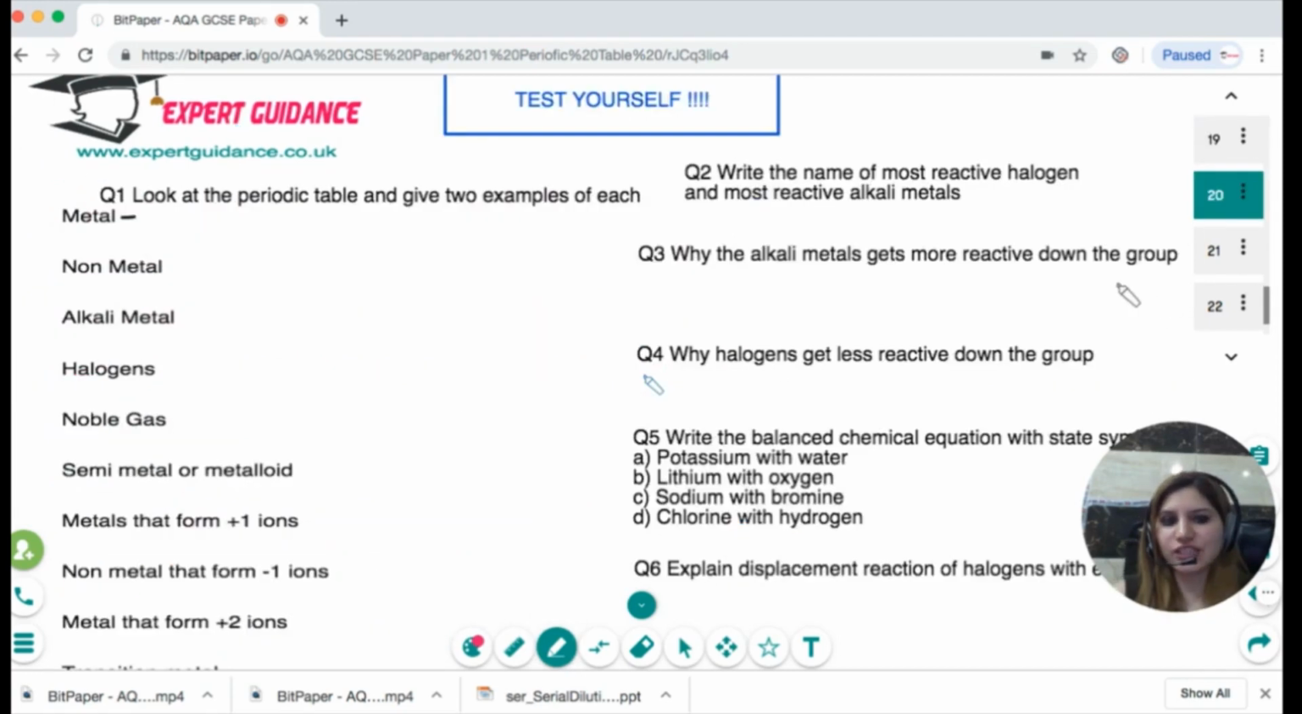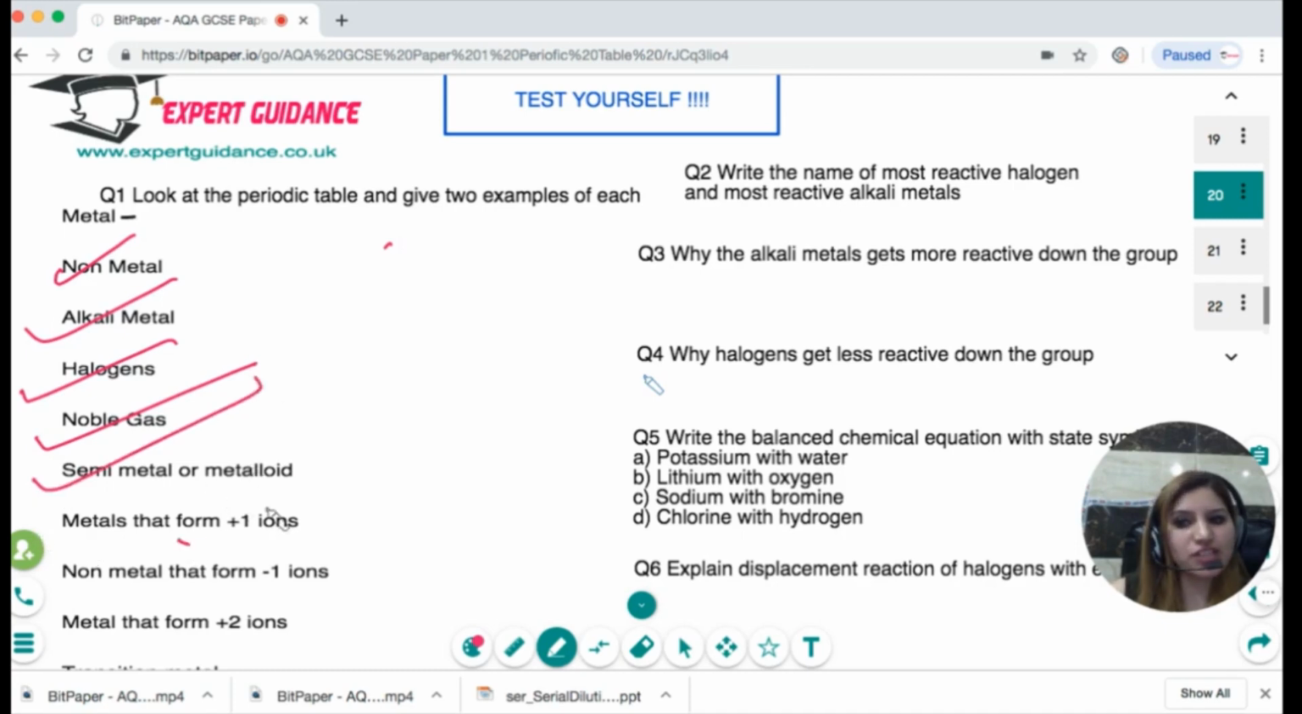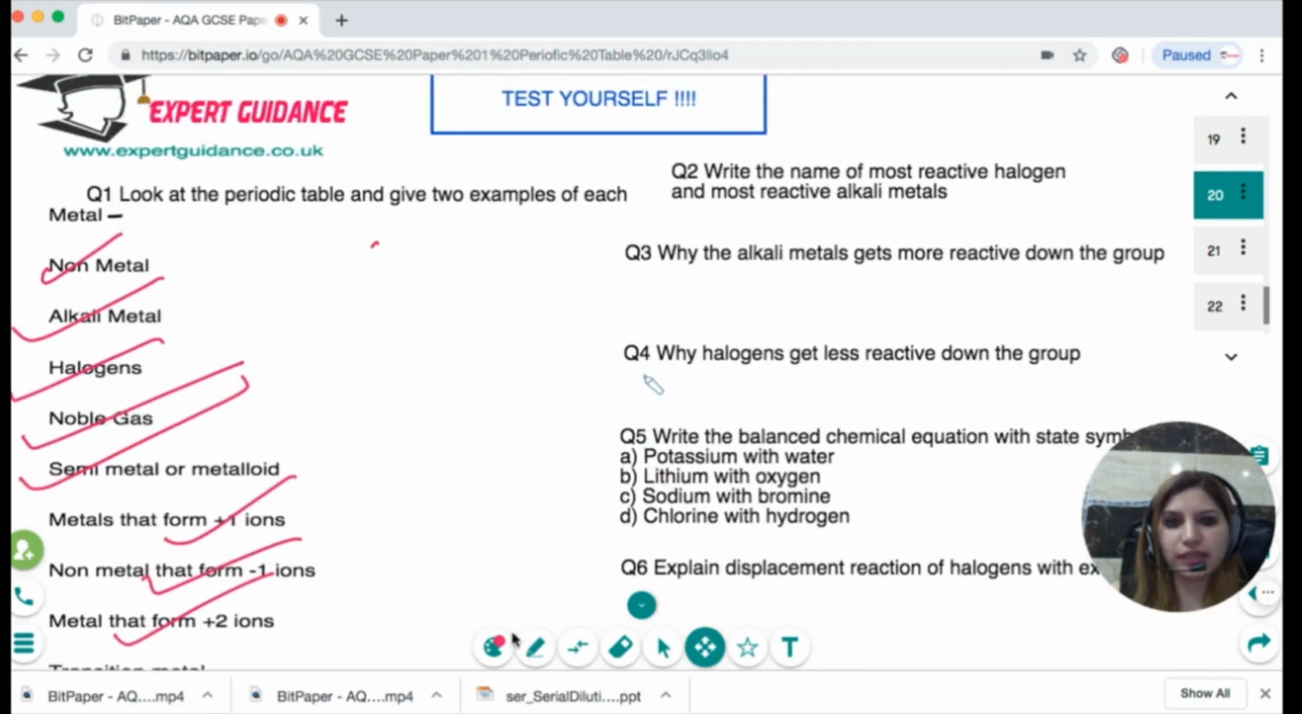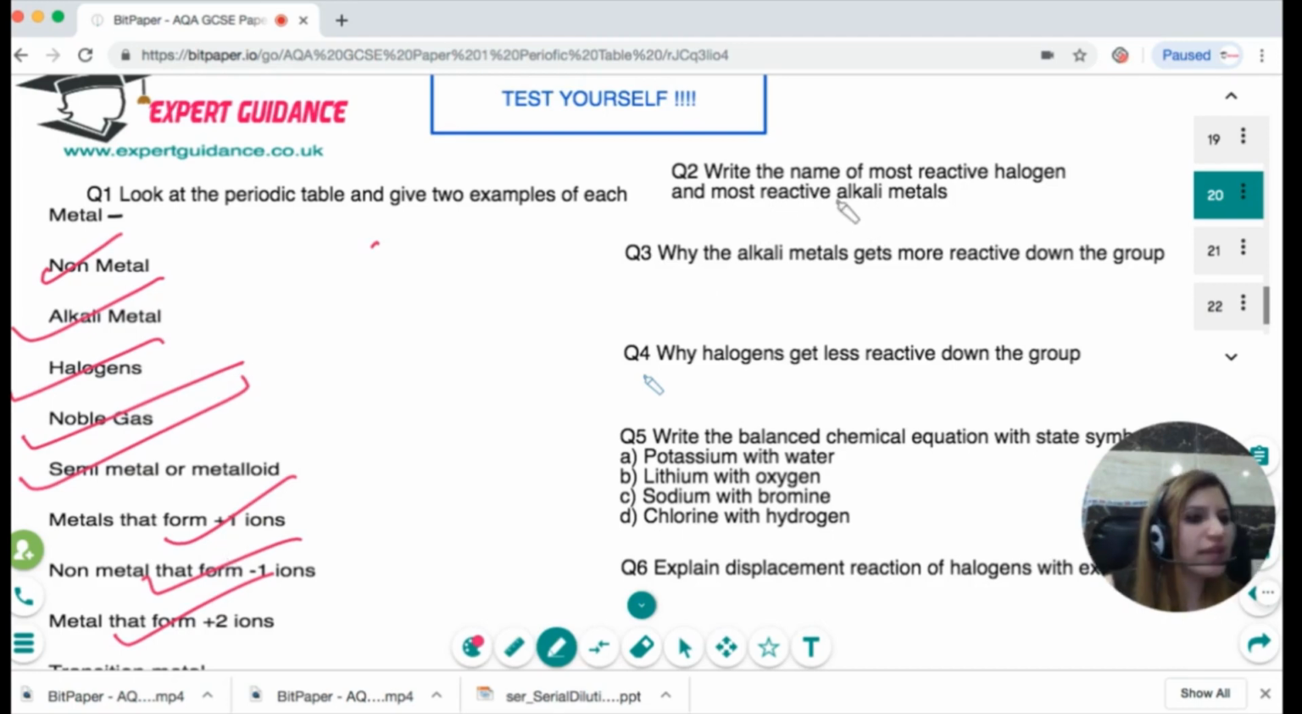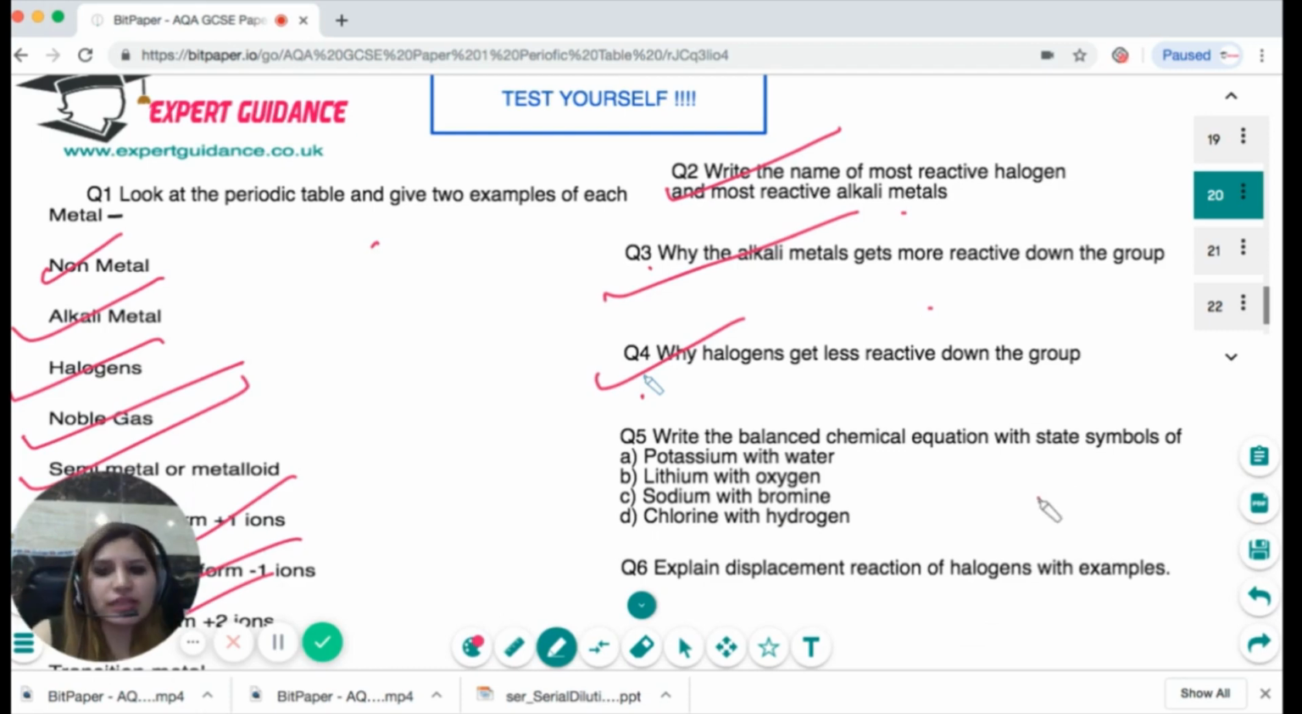Now let's test yourself. You need to look at the periodic table and give me 2 examples of each: a non-metal, alkali metal, halogens, noble gases, semi-metal or metalloid, metal that forms a +1 ion, a non-metal that forms a -1 ion, metal that forms +2 ions, and a transition metal. Next, you need to write the name of the most reactive halogen and the most reactive alkali metal. Why does the alkali metal get more reactive down the group, why does the halogen get less reactive down the group, and then you have to write the balanced chemical equation, including the state symbols, of potassium with water, lithium with oxygen, sodium with bromine, chlorine and hydrogen, and then you need to explain the displacement reaction of halogens with an example.